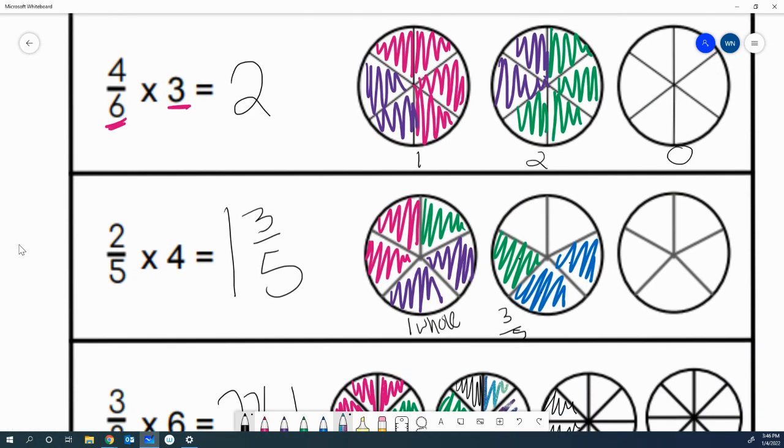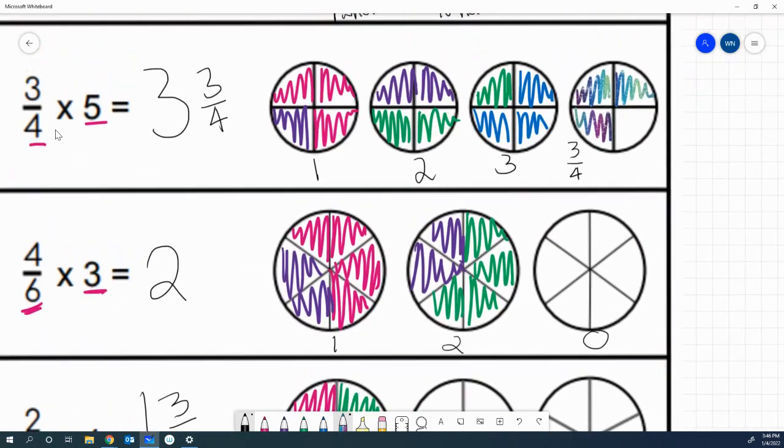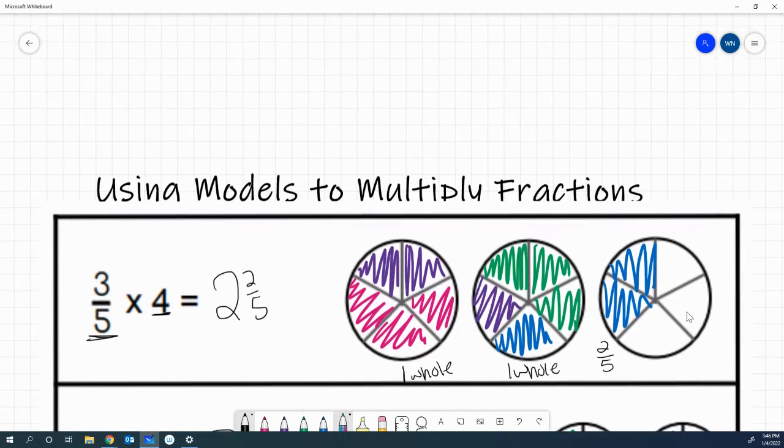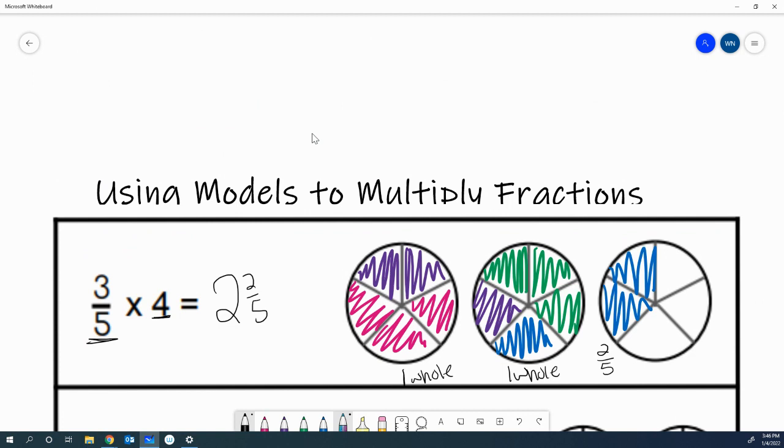You can glue it into your notebook with the title. Let me go back up and find that title. Using models to multiply fractions. Using models to multiply fractions is going to be your title in your table of contents. If you have any questions, make sure you ask.